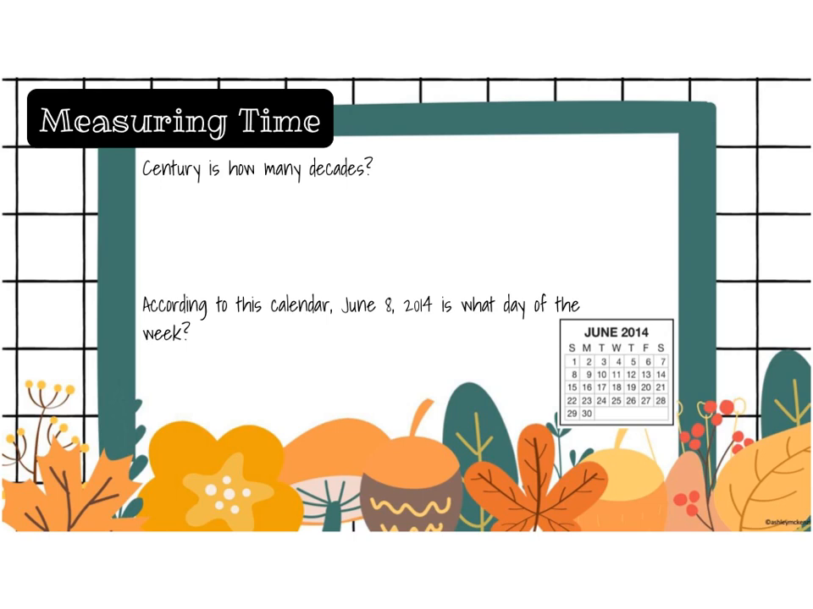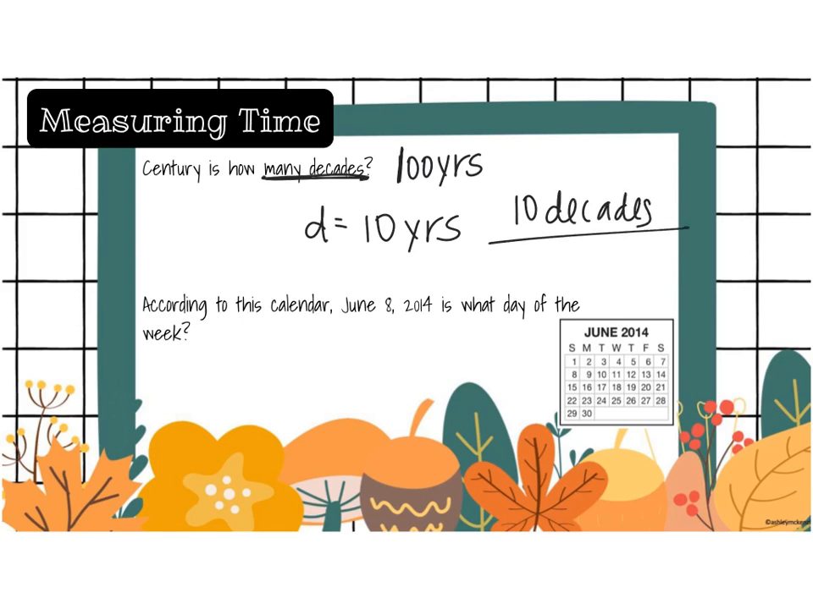Okay, a century. A century is how many years? 100. It's 100 years. So if I'm talking about 100 years and I want to know how many decades are in a century, what do we know about a decade? A decade is 10 years. So if a decade is 10 years, then how many decades are in a century? 10 decades. How do you know? Because 10 times 10 would equal 100. Very good. So there are 10 decades in 1 century. Perfect. Because 10 times 10 equals the 100.